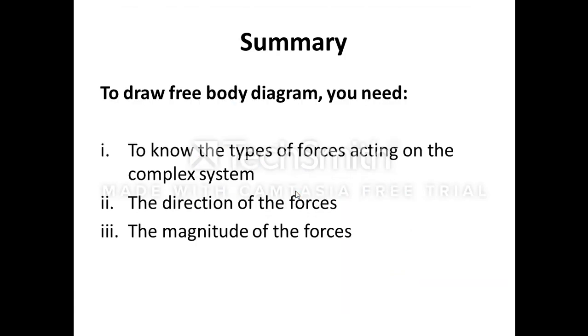In summary, for you to draw a free body diagram, you need to know the types of forces acting on the body, and for you to know the types of forces, you need to first understand the different types of forces we have. Is it an applied force? Is it a normal force? Is it a tension or a spring force, and so forth? Then the next thing is to determine the direction of those forces, and finally, you determine the quantity of the forces.